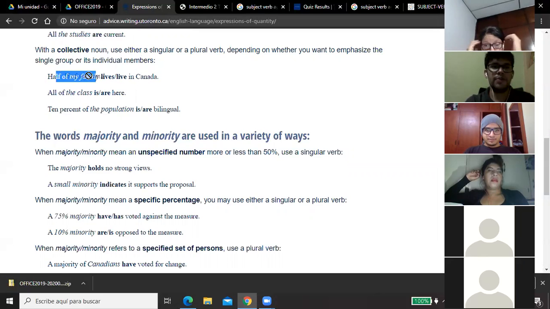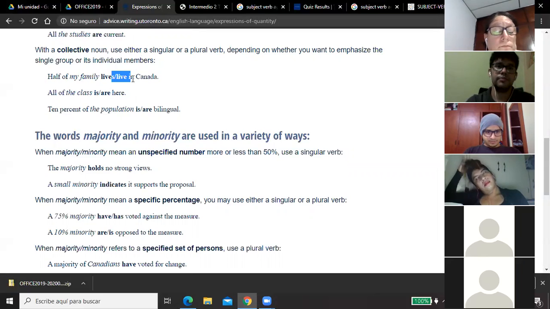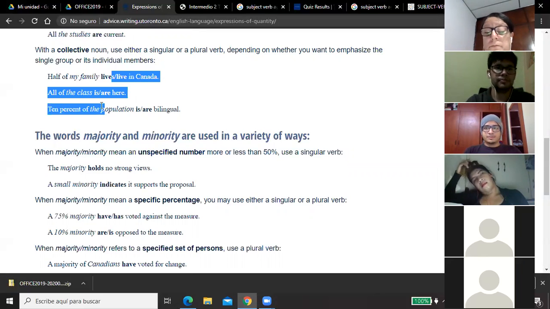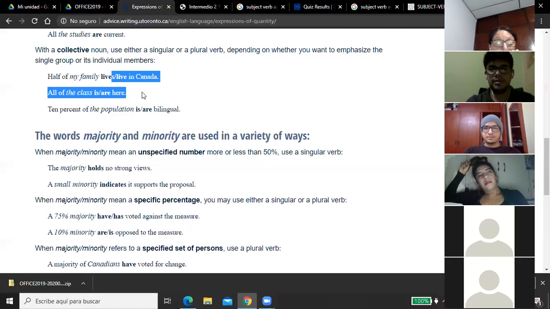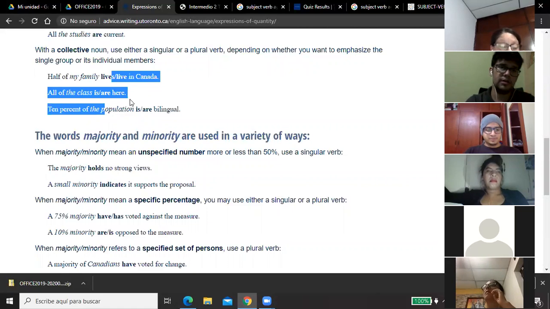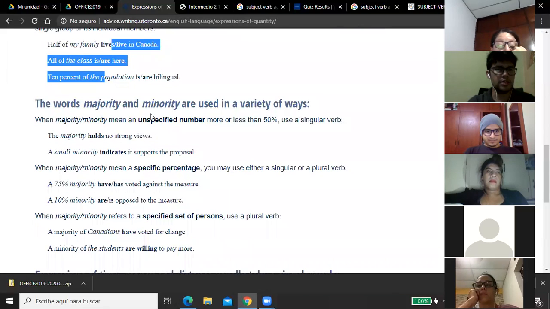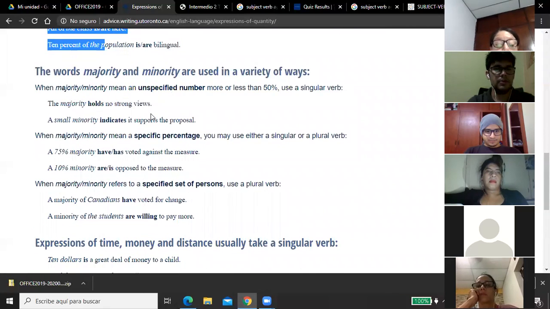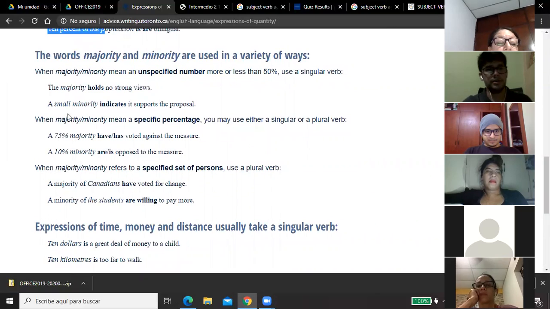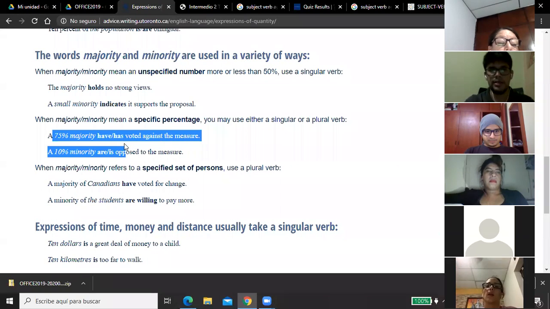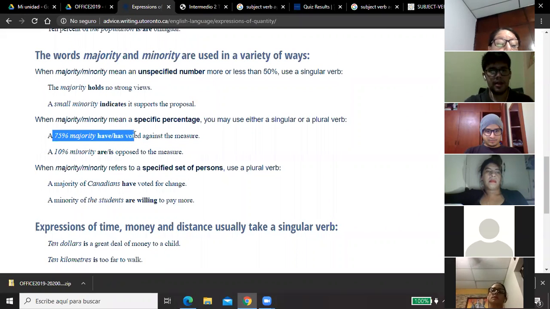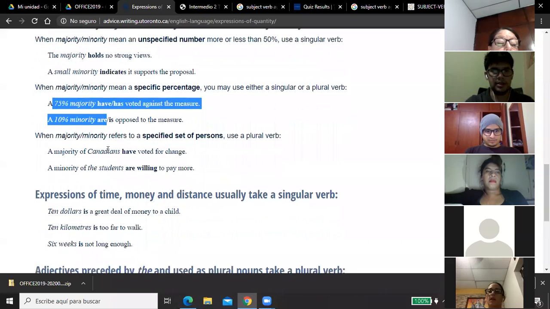So for example, half of my family lives, okay, in Canada. All of the class is here or are here. So it depends, all right, on what you want to emphasize, right? We already talked about majority, but there is a little exception here. 75% majority, right, have or has, it's up to you.